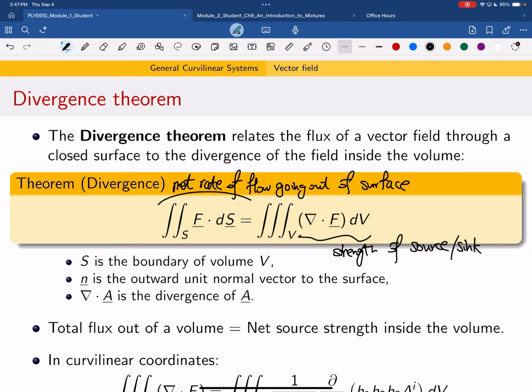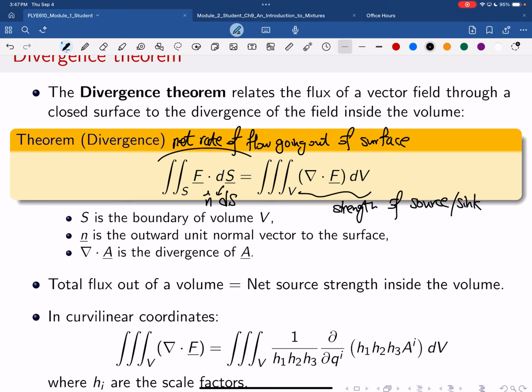Good. So here, with dS, be careful, this is just n hat dot n hat dS, right? So you need to be careful with that.